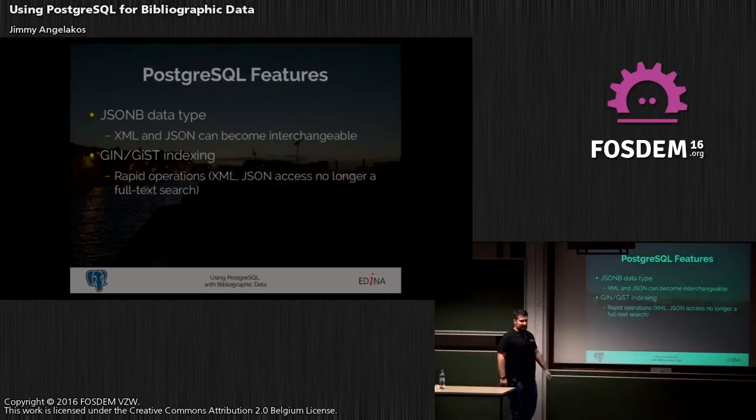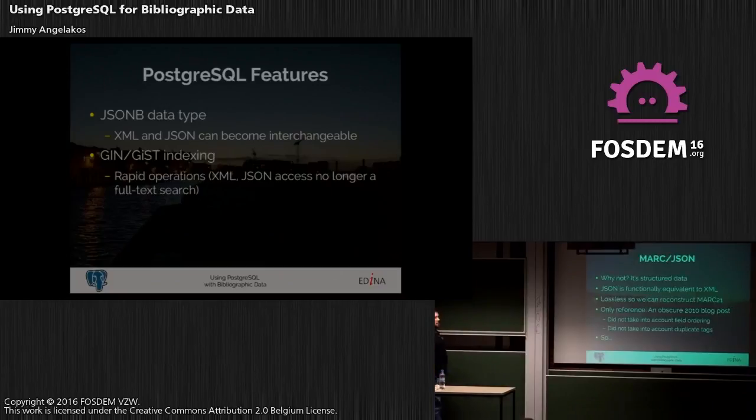Let's take a look at how Postgres can help us with this mess. We have the new JSON-B data type, which I'm not going to talk about because I think you've heard enough about it in the past few months. And we have the realization that XML and JSON can be interchangeable if we respect the order of the fields that we find. We also have GIN and GIST indexing, which allows us to perform rapid operations on our data without actually performing a full text search of the actual XML file or JSON, which would have been the case before this binary type.